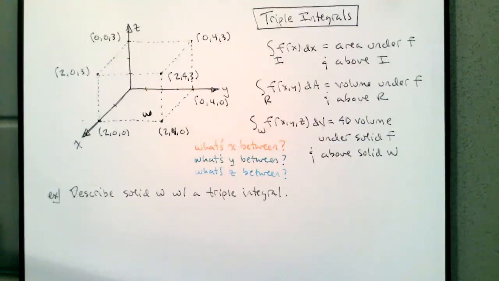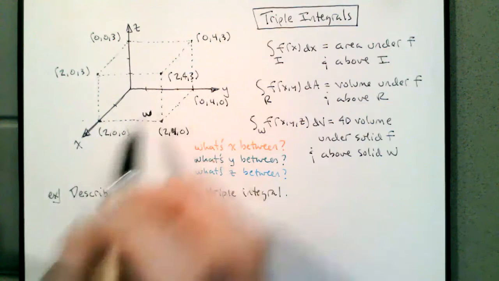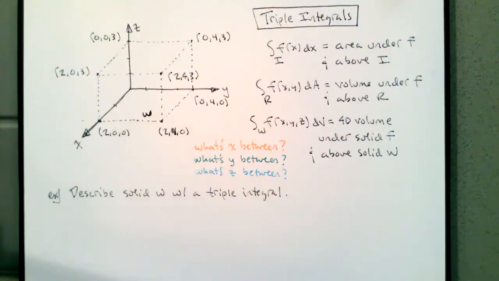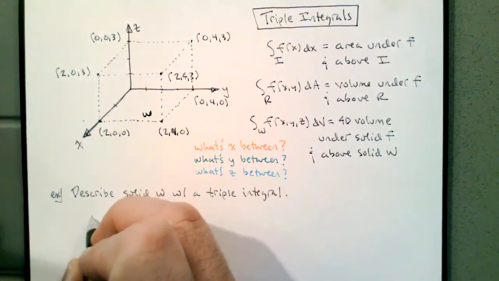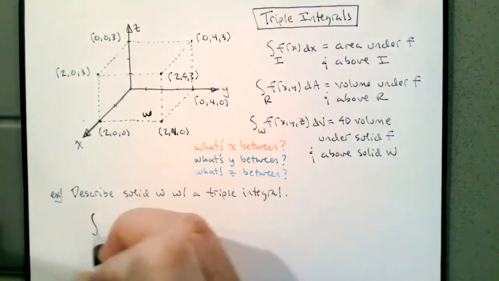Let's describe the solid W with this triple integral. It's just a rectangular solid. Everything, the x, y, and z are all between constants. We can describe any order that we want.